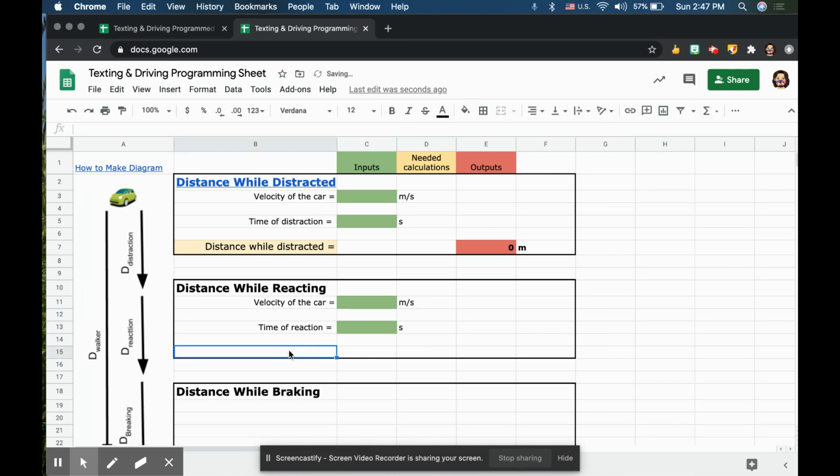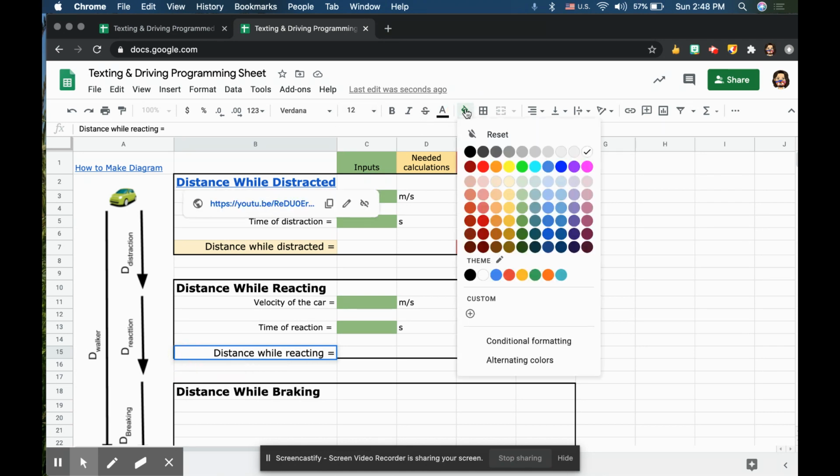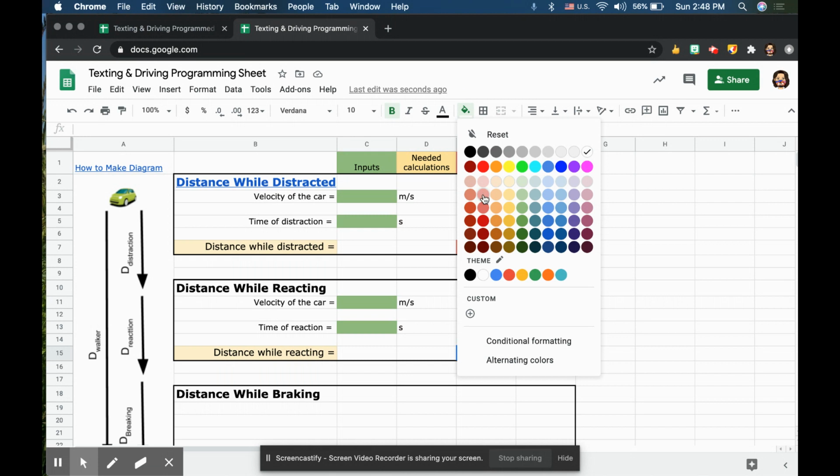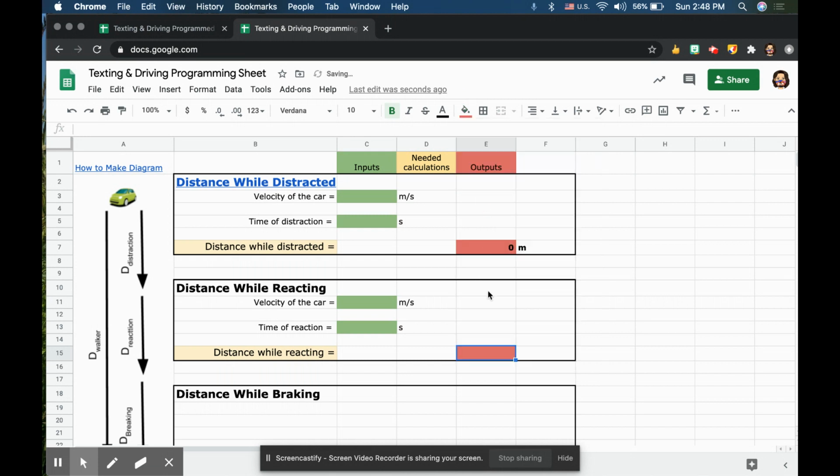And then the last piece I need is distance while reacting. This is the part that we are going to calculate. So I'm going to also fill this a different color so I can remember this is my calculations. And E15, I am going to change that color to red. I think this is the shade. Sure. Again, my units will be meters.